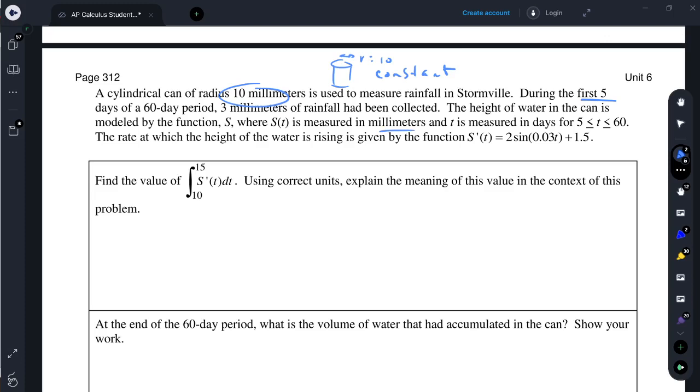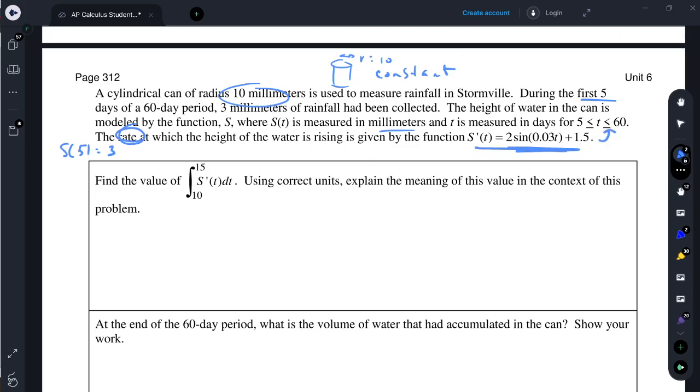So they're basically telling us that in the first 5 days, 3 millimeters of rain has been collected, or the height is 3 millimeters. So we know that s of 5 is equal to 3. That's our starting point. And then they give us a rate of the height. So they're giving us a rate again, which is s prime, and that's only for between 5 and 60.